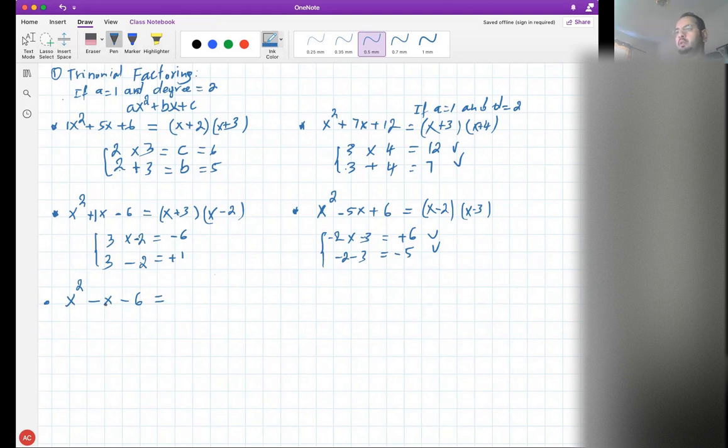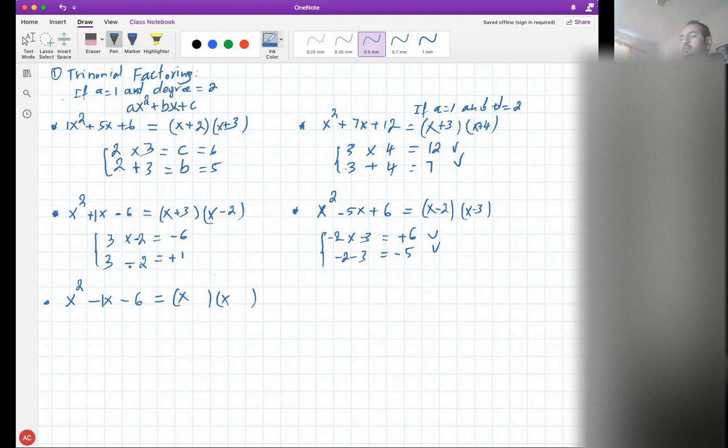-1, x. That's right. The b is an invisible -1. We have -x, which means -1x. So we need two numbers that multiply to -6 and add up to -1. What numbers do that? So first again, I'm going to start the parentheses. We need two numbers here that multiply to -6, and the same numbers add up to -1.